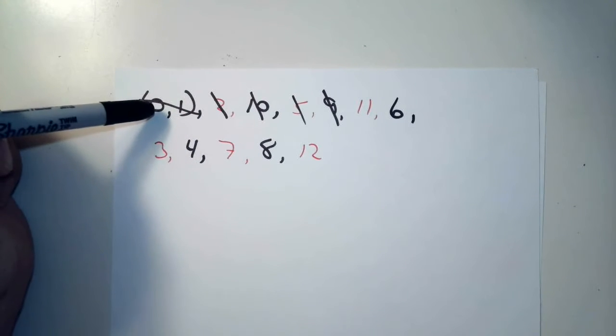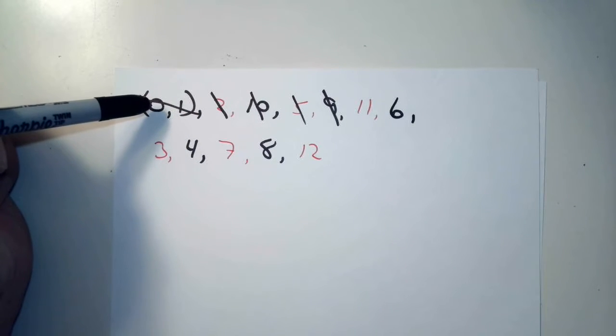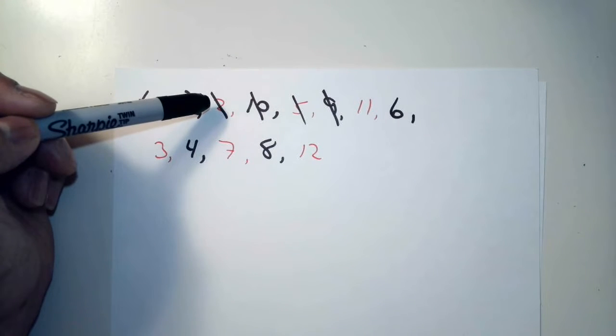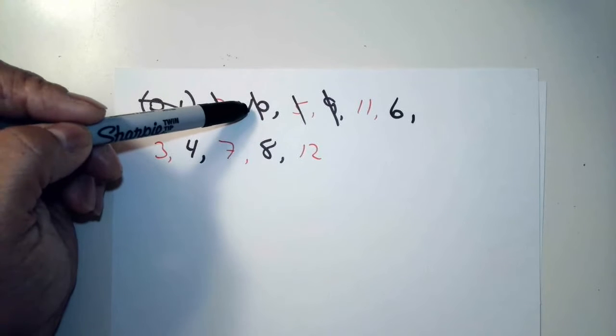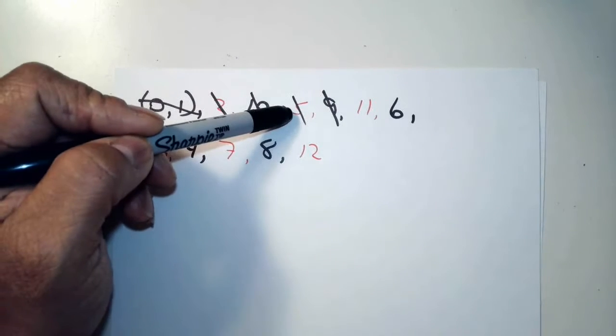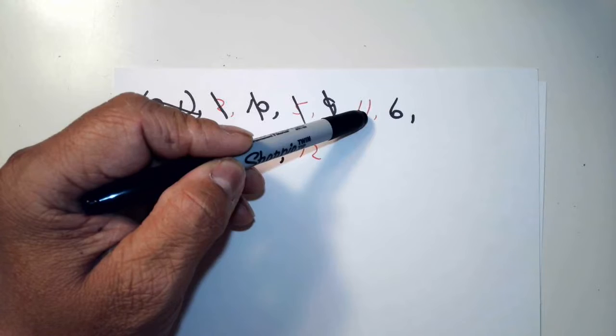Okay, we already learned how to multiply with 0 and 1. We learned our multiplication facts of 2, 10, 5, 9, next is 11.